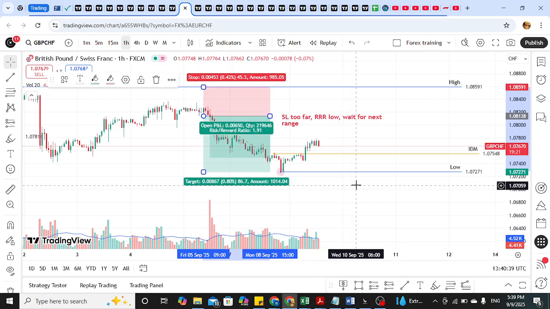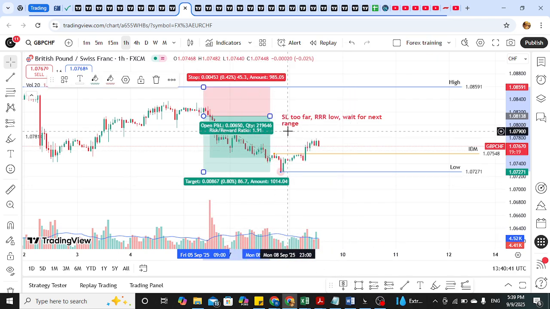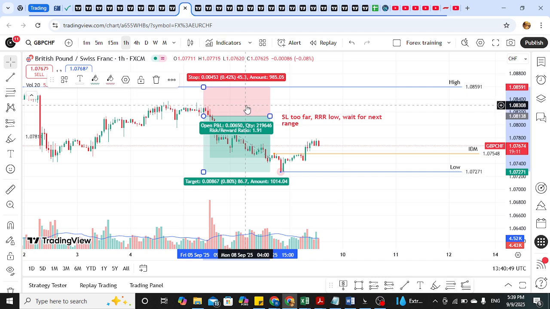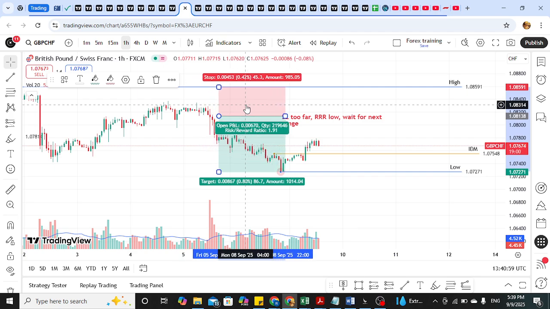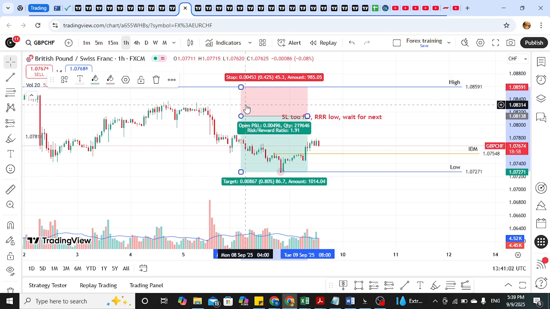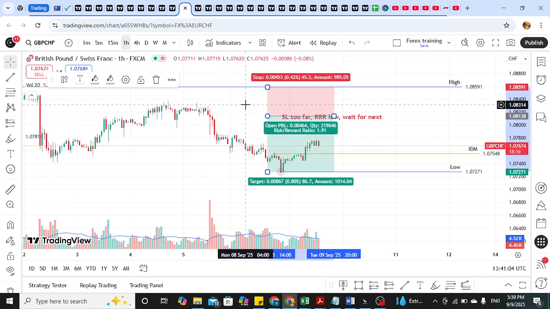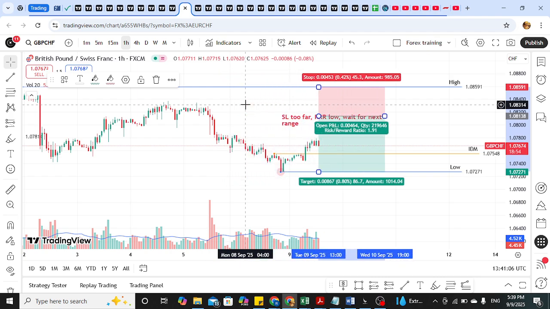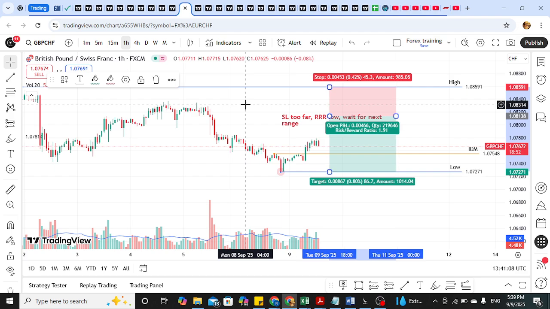Okay, 1.91. It's not worth it. So when we decide on a trade, we need to measure it against our own money management system, and we need to be very disciplined about it. If it does not agree with those rules that we have put for ourselves, then we shouldn't take that trade.